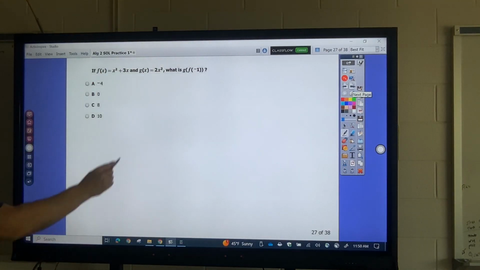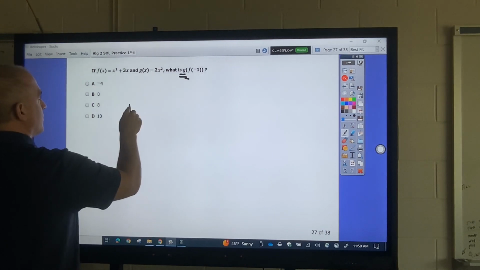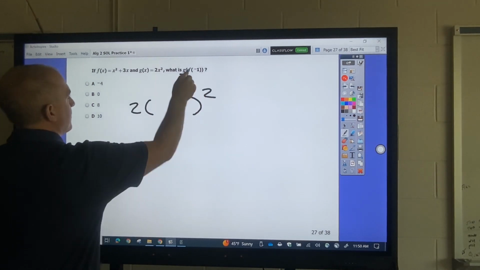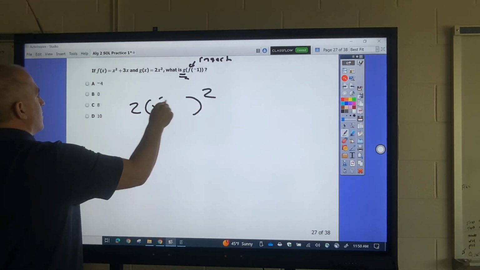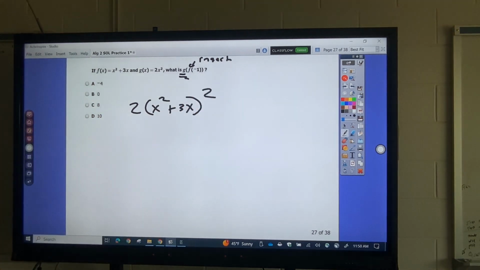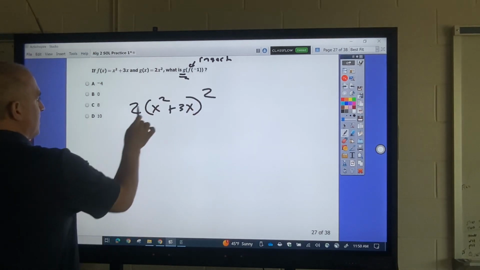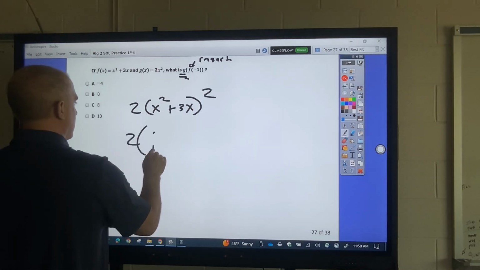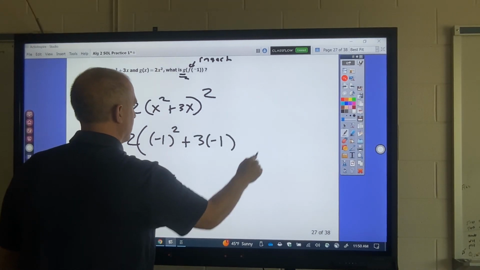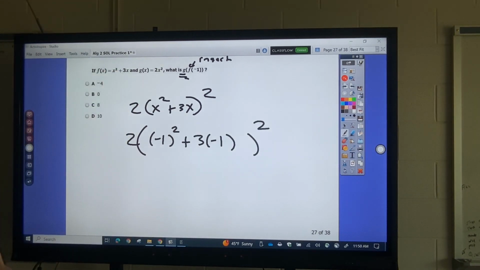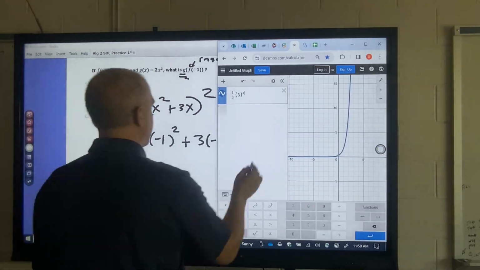Okay, I'm not going to mess this up this time. G, that's the function I start with. Then I'm going to insert this function. Now, what they want us to do is put negative 1 in there. So every spot where there's an x, I'm going to put a parenthesis. And so that's how I would calculate it. If you want to calculate it out, you could.